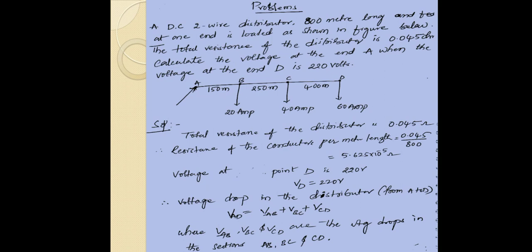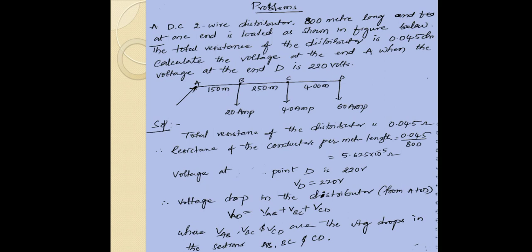So, here the diagram is given. AD is the distributor and it is fed at A. The distance of section AB is 150 meters, distance of section BC is 250 meters and distance of section CD is 400 meters. The currents taken from the distributor, that means the tappings, are I1 is 20 amps, I2 is 40 amps and I3 is 60 amps.